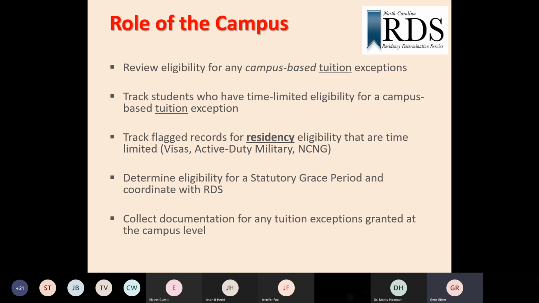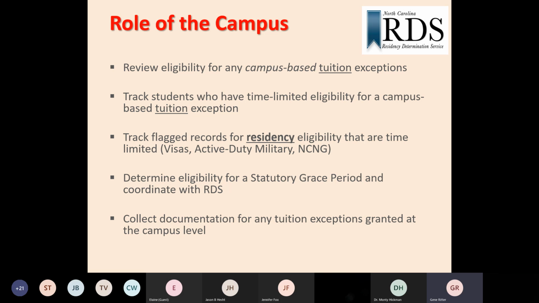So let's talk a little bit about the campus. We've talked about RDS, what happens at that end, the student's experience. So you're going to be responsible for looking at any campus-based tuition exceptions. We're going to talk about those. There are a small number that have to be tracked for time limit eligibility, including at your campus.